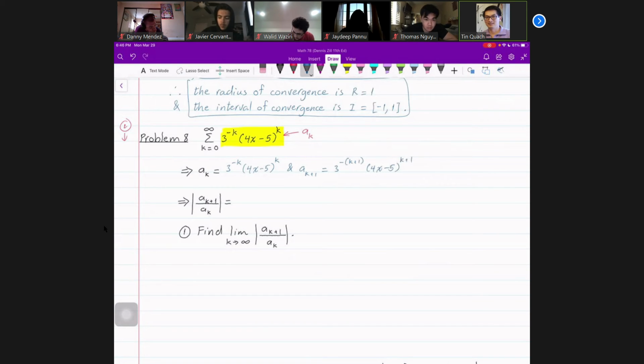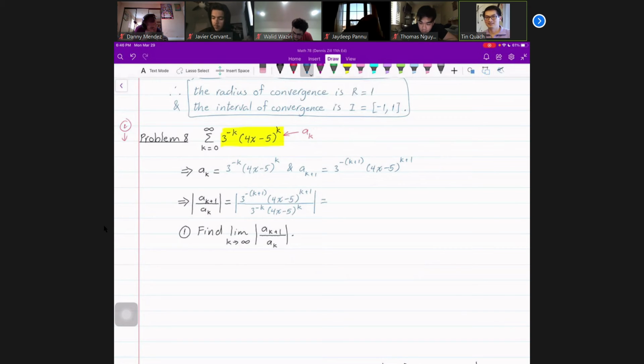Okay, so now the ratio is going to be the quotient of these two. So let's write 3 to the negative k plus 1, 4x minus 5 raised to the k plus 1. And down here is 3 to the negative k, 4x minus 5 to the k. Right? And then try to simplify that.